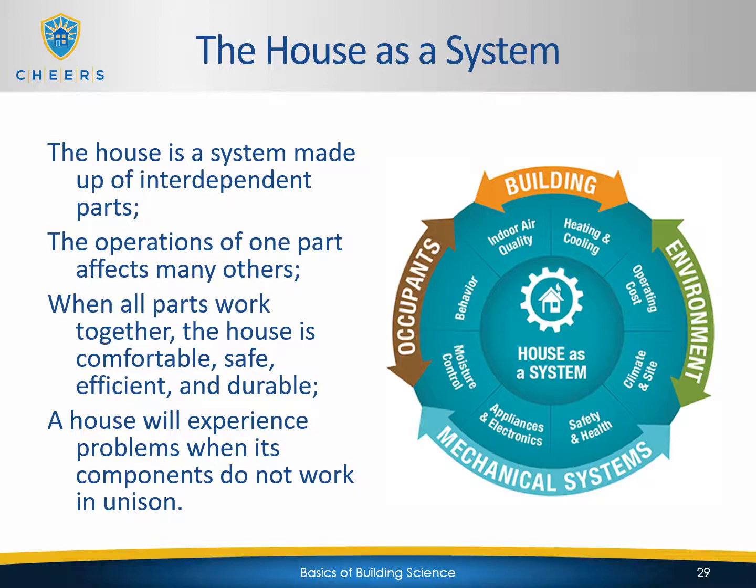So the house is a system made up of interdependent parts, which I just listed a second ago. The operation of one part affects many others. So for example, the insulation and the quality of the insulation will affect how the air conditioning system works. Poor insulation will make the system work harder, for example, right? That's a very easy example. When all parts work together, the house is comfortable, safe, efficient, and durable. A house will experience problems when its components do not work in unison. So the problems that can arise from components in a house that don't work properly together can range from just high energy bills. They can result in just inefficiency, discomfort, and in some scenarios can also produce life-threatening scenarios, which we'll talk about in a minute.